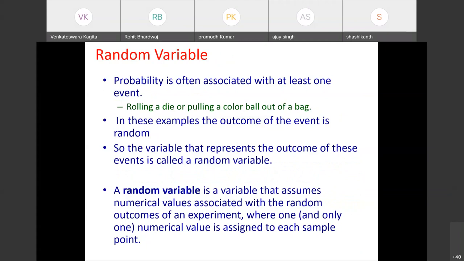So what is a random variable? If you observe the previous examples also, the probability is often associated with at least one event.